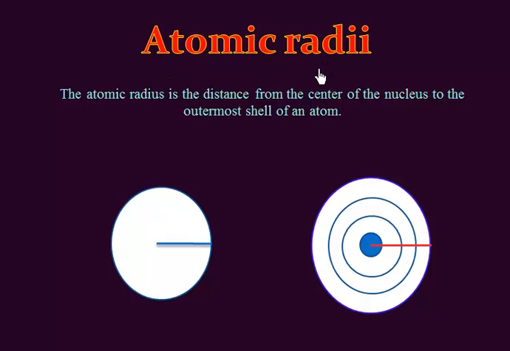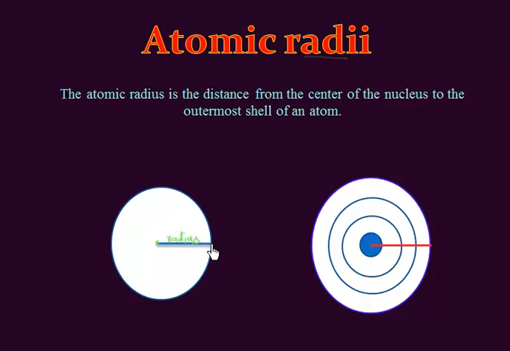Atomic radii. Radii is the plural form of radius, and here we are going to discuss atomic radius, meaning the radius of an atom. The radius is a very common word. You might have studied the radius of a circle. This is a circle given here, and to measure the radius of a circle, we measure the distance from the center of the circle to any point on the circle. This line represents the radius of a circle.